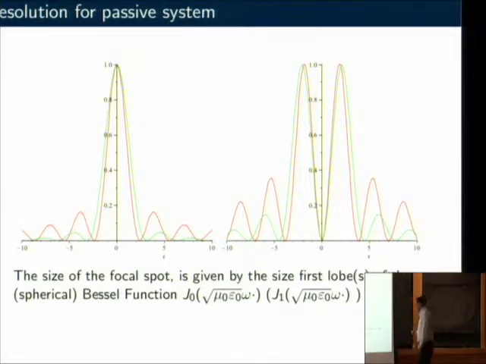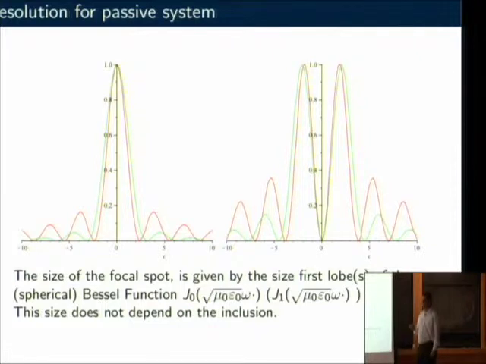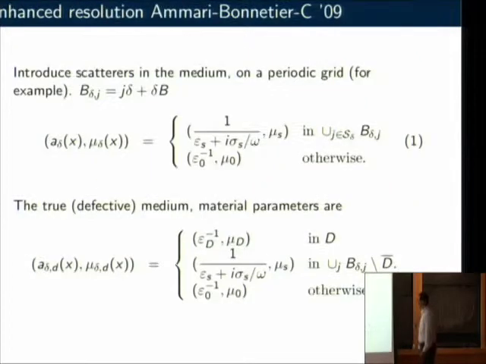There is one piece of information in all this, which is that, as you can see, the size of my central lobe does not depend at all on my inclusion. It depends on my background. It depends on mu0 epsilon 0. So whatever I measure, the size of my spot is the same.